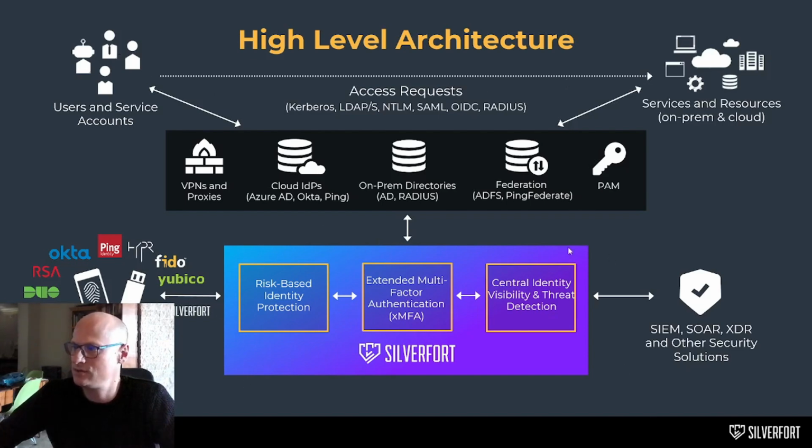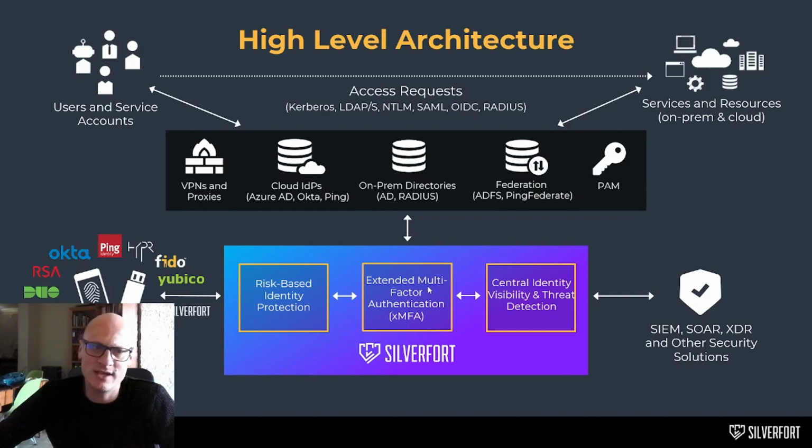Silverfort sits behind the Active Directory, behind your DC, and if I authenticate with an identity, then it gets sent to Silverfort for a second opinion. So this is a VM basically. There are two VMs, a node and an admin console. It gets sent to Silverfort. Silverfort gives it a second opinion.